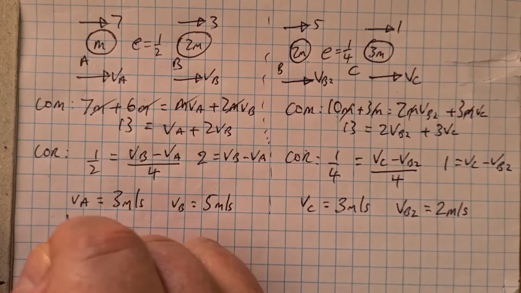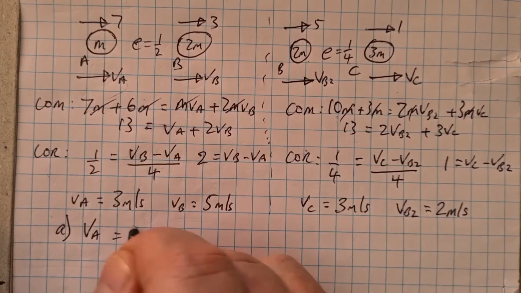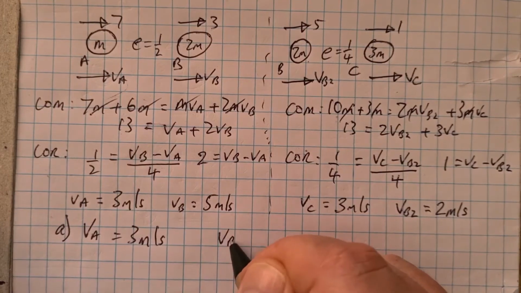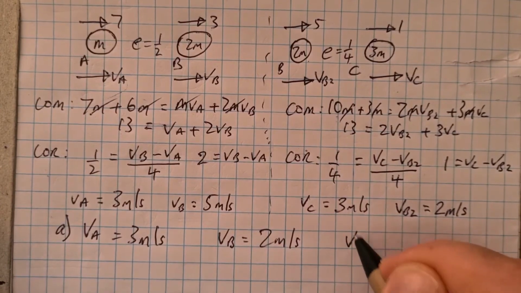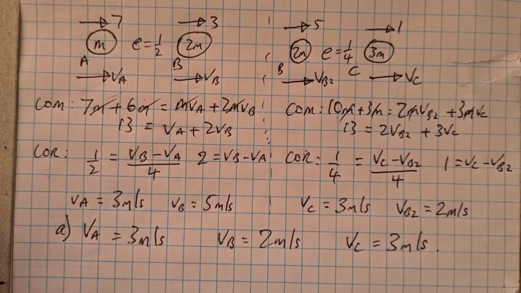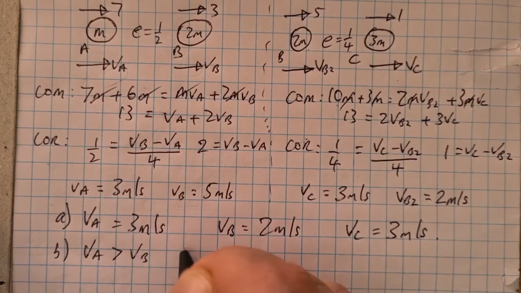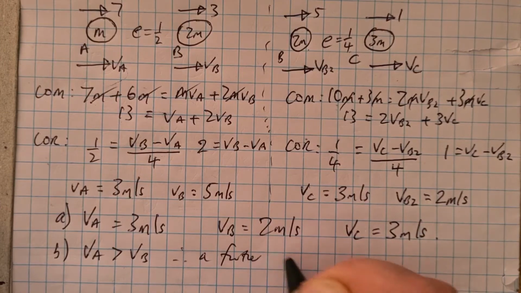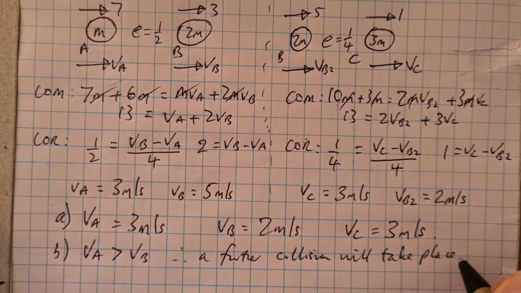So therefore we can now answer our question. So the velocity of A after both collisions, that's still travelling with a speed of 3 meters per second. The velocity of B is now going to be travelling with a speed of 2 meters per second, and the velocity of C is going to be 3 meters per second. And the final question asks whether there will be a further collision between A and B. Well, the velocity of A, as you can see there, is greater than the velocity of B. Therefore, a further collision will take place.